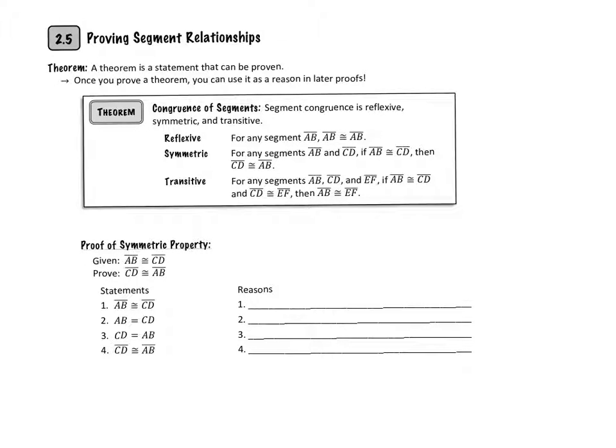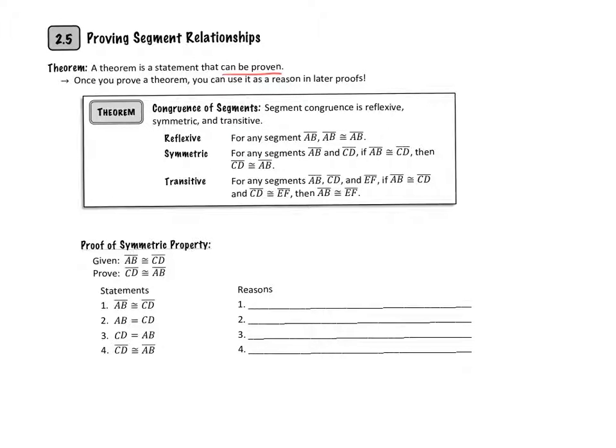In section 2.5, we're going to prove relationships between segments. So, we're going to introduce this word, theorem. It is a statement that can be proven. The good news is, once you prove it, you can then use the theorem as a reason in later proofs.